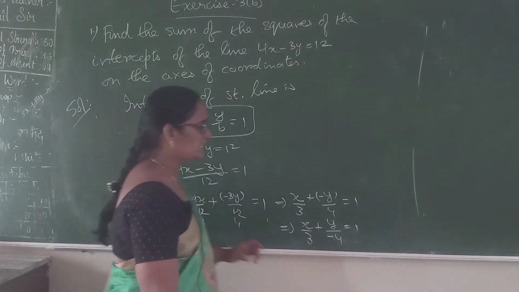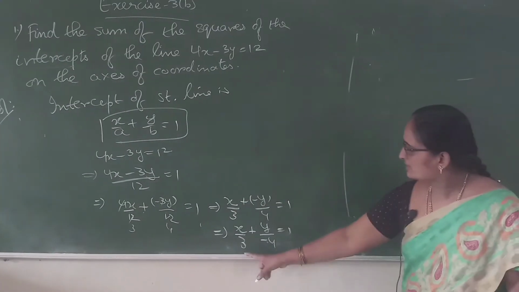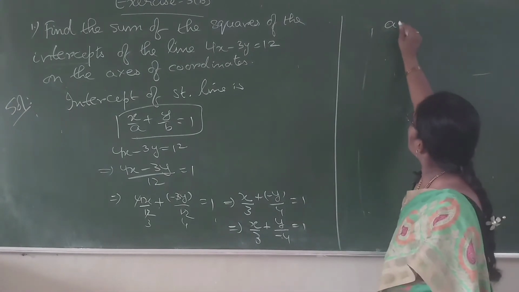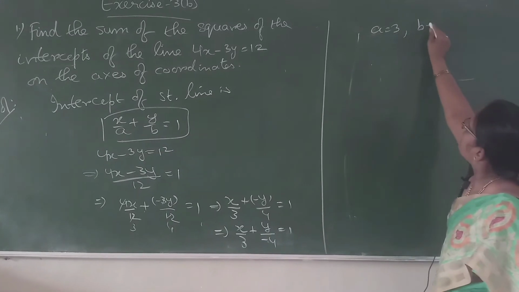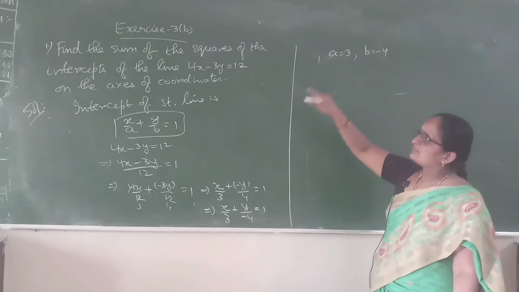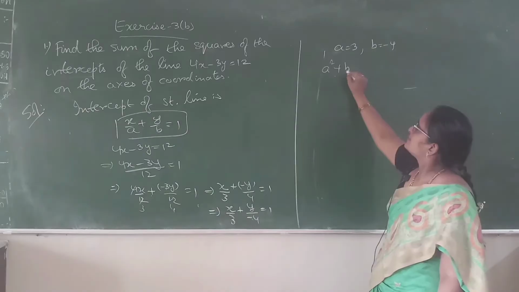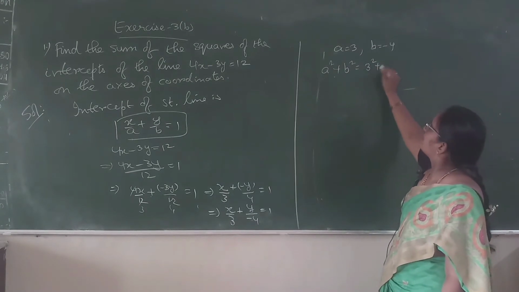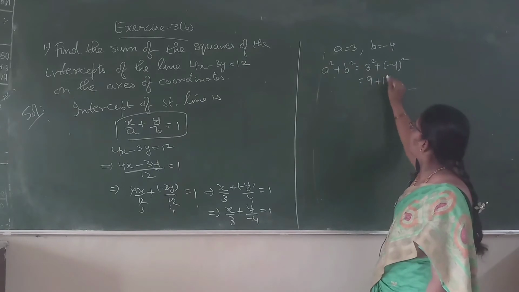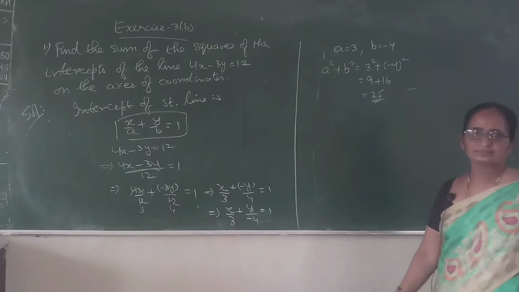Now what are the intercepts here? You can see here a is equal to 3, b is equal to negative 4. What is asked in the question? Sum of the squares of the intercepts. That means a square plus b square, which is equal to 3 square plus negative 4 whole square. That is nothing but 9 plus 16 is equal to 25. So 25 is your answer.